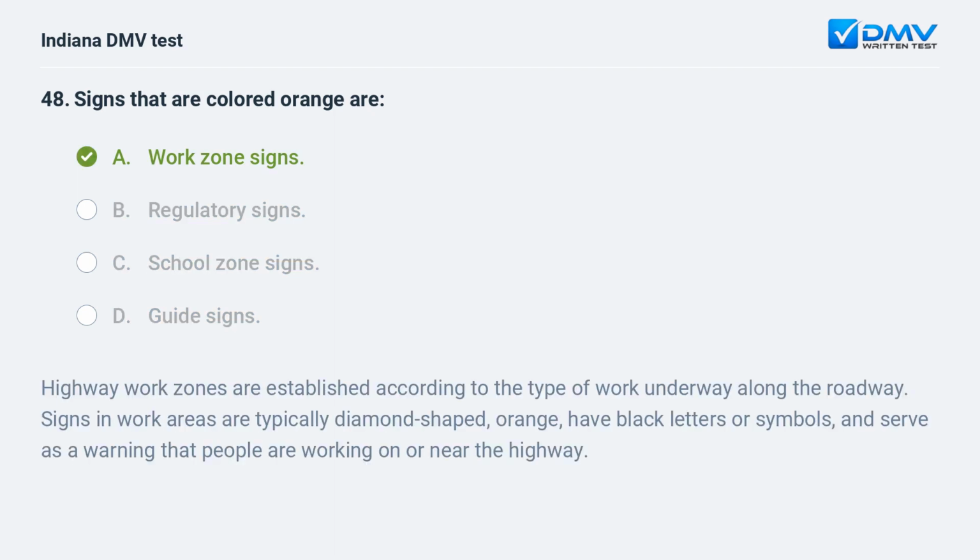A. Work zone signs. Highway work zones are established according to the type of work underway along the roadway. Signs in work areas are typically diamond-shaped, orange, have black letters or symbols, and serve as a warning that people are working on or near the highway.